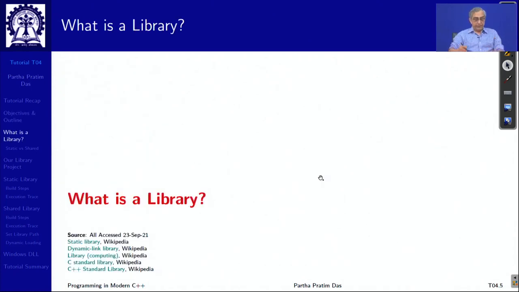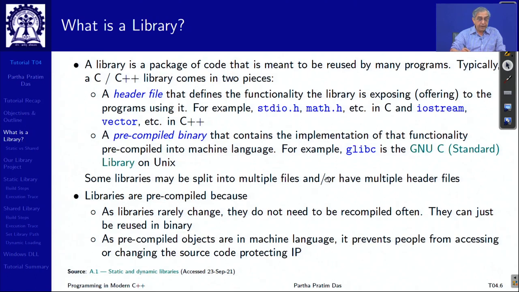So, what is a library? A library is a package of code that is meant for reuse by many programs. Naturally, a header is meant for reuse by multiple translation units within the same project or the same program. But libraries are a package of code which I want to use across multiple projects, right.